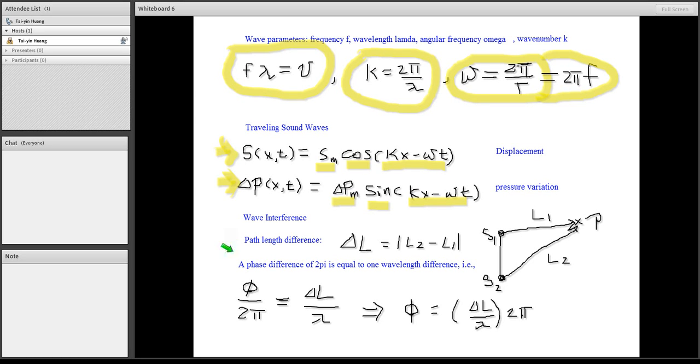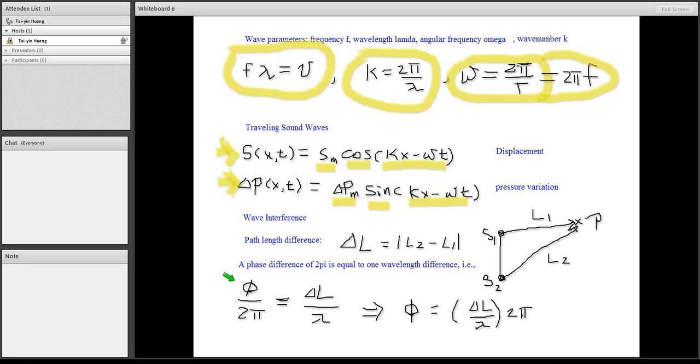And what we found here is that the path length difference with respect to one wavelength bears this relationship. A phase difference of 2 pi is equal to one wavelength difference. In other words, if the path length difference is equal to one wavelength, then the phase difference of these two sound waves is equal to 2 pi. Mathematically, this is how we describe it. This phi here is the phase difference, and it can be expressed in radians or in degrees. In this case, this is in radians.